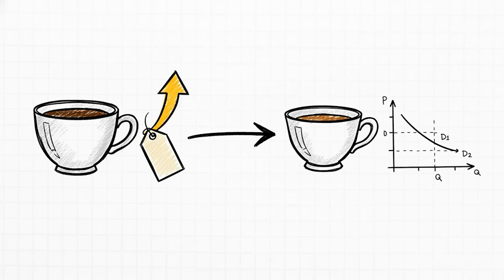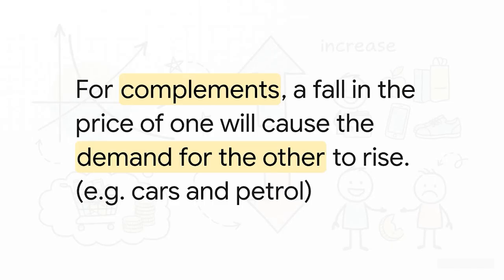Okay, let's start with a classic. Substitutes. Think coffee and tea. If the price of coffee suddenly goes through the roof, what happens? A lot of people are going to say, you know what? I'm switching to tea. And boom, the demand curve for tea shifts to the right. And then you have the opposite, which are complements, things that go together, like cars and gasoline. If the price of gas skyrockets, all of a sudden, those big, gas-guzzling SUVs don't look so appealing, do they? So the demand for them drops, and their whole demand curve shifts to the left.